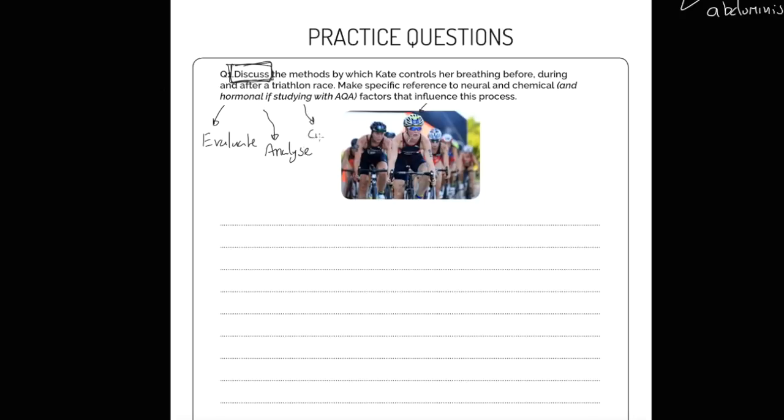Sometimes we have to compare. If we were asked to discuss the similarities and differences, we might be comparing. So very often we need to explain and we may need to describe. So realize that hidden behind this command of discuss, which simply means talk about all the key details, we might perform one or more of these skills. Now, the way I see this question is: discuss the methods by which Kate controls her breathing before, during, and after a triathlon. So for me, what that makes me think about is analyzing, breaking something down and explaining it.